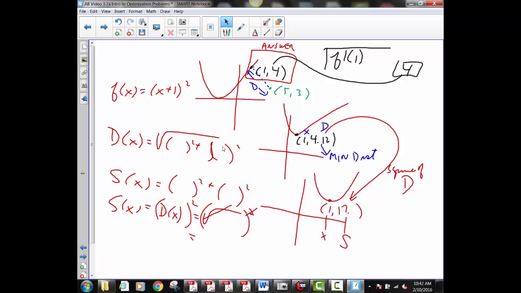Now, if you were to graph the actual distance equation on the calculator, you would get this graph, and you would get the y-coordinate is 4.12, which is actually the minimum distance. But if you graph the s version of it without the square root, what you're getting is the value of s, which is 17 as your minimum, and of course the square root of 17 is your 4.12. But 17 is not the minimum distance, it's the radicand of the minimum distance.